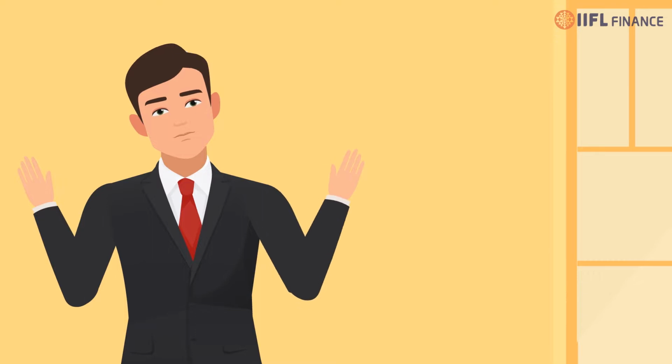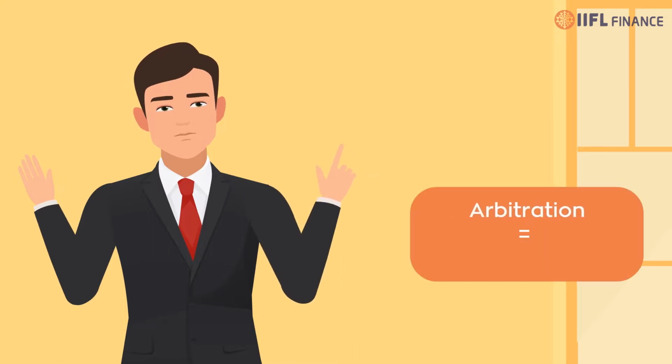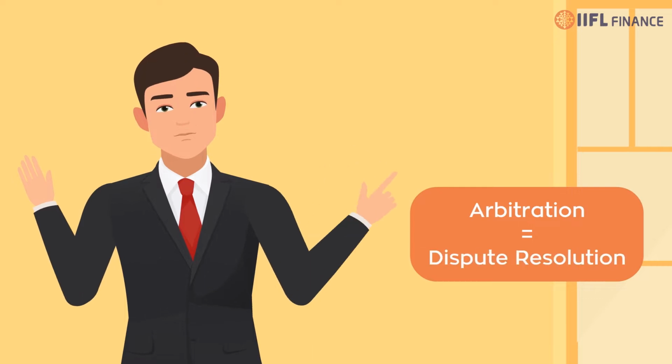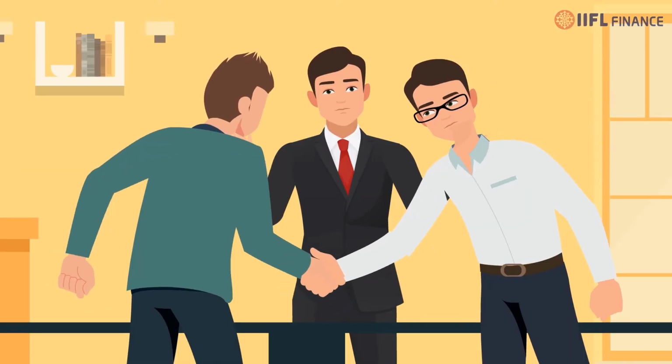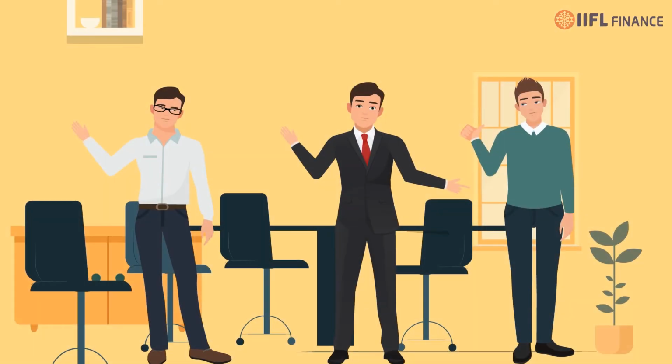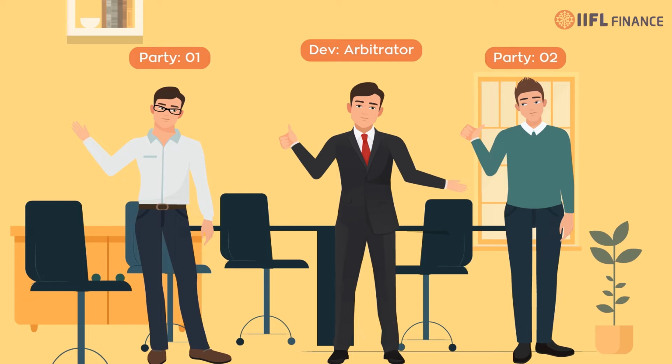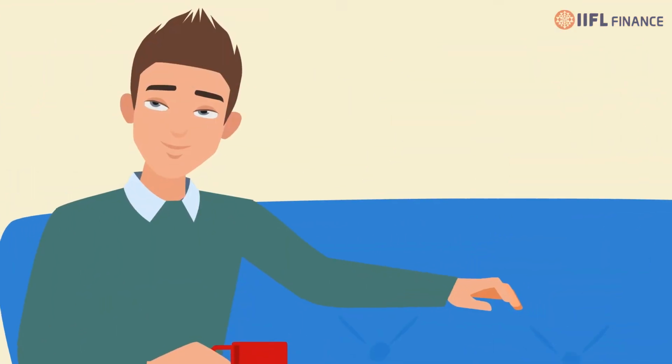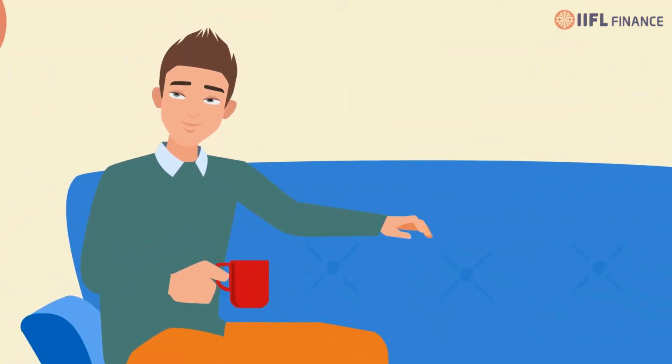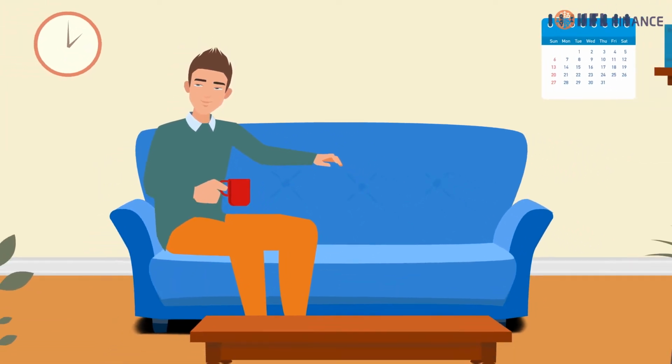So, what exactly is arbitration? Arbitration, in simple words, is an alternative form of dispute resolution. It is a process in which both parties mutually select one or more arbitrators, in this case Dev, whose decision remains absolute. Let's take a quick look at IIFL's 8-step arbitration process.